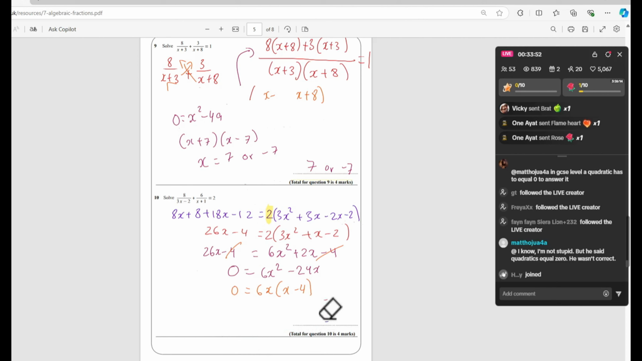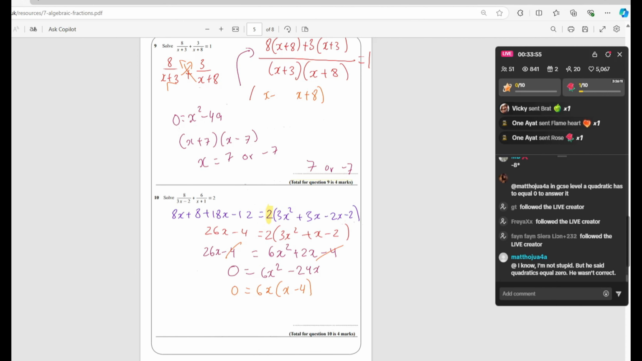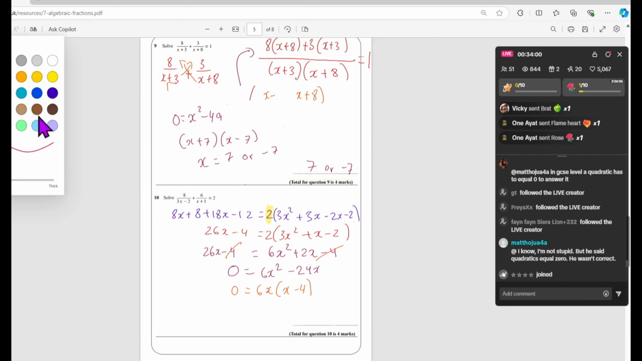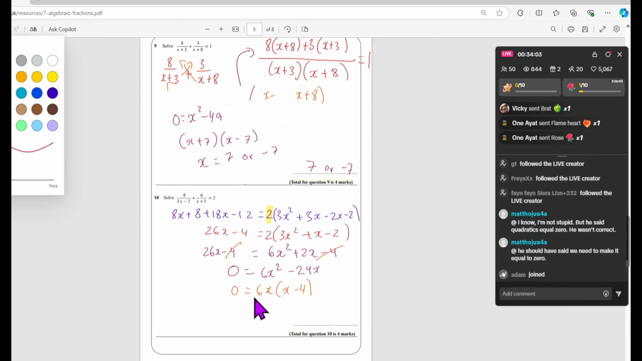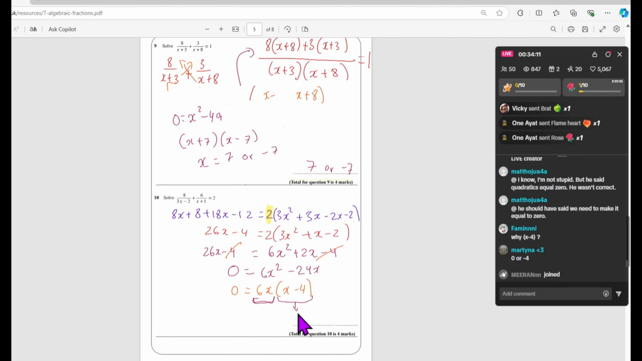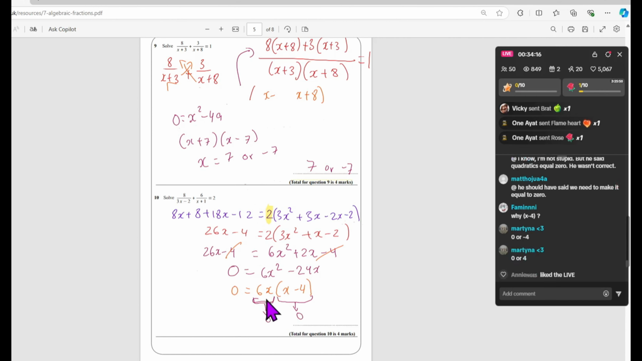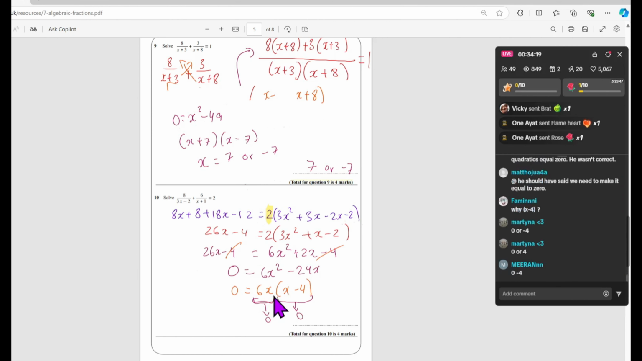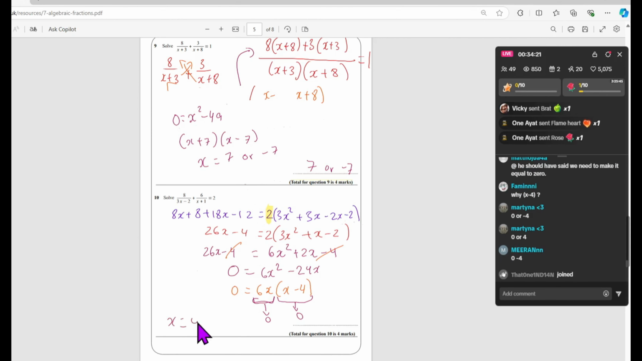Now, it will be a bit confusing because it's single brackets, and how do you find the 2 values of x? When you have a single bracket, so we have 6x, and we have x minus 4. Either this equals 0 or this equals 0. And if these two need to equal 0, what is going to be the x? Yes, x will equal 0 or 4. So 0 or 4 is the answer.